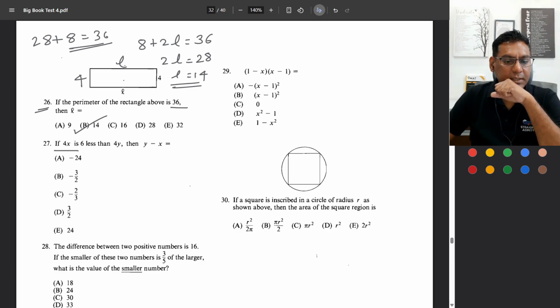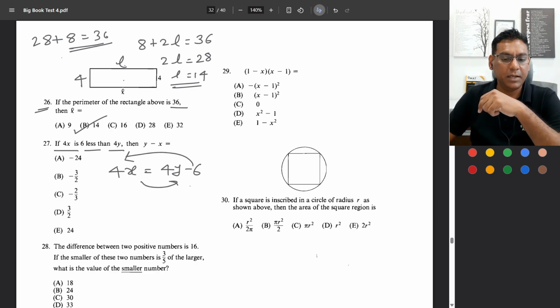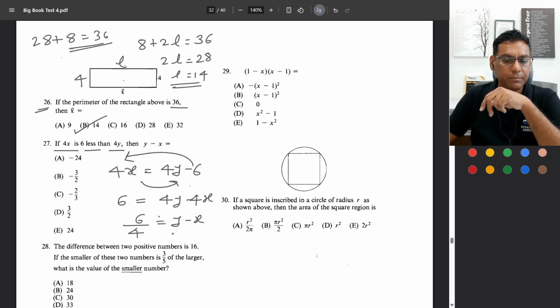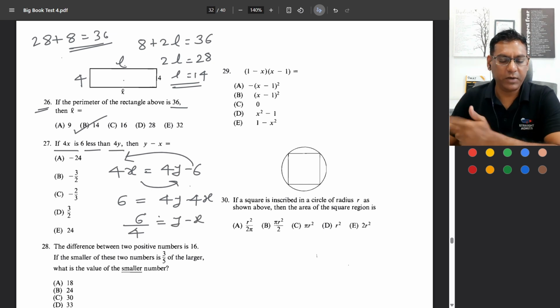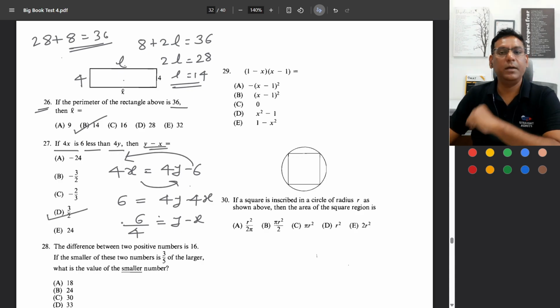If 4x is 6 less than 4y, so 4x is 4y minus 6, then what is y minus x? I want y minus x, so let me get 6 on this side, and let me get x on this side. I get 4y minus 4x on this side, I get 6 on this side. I take 4 common, so 6 by 4 is equal to y minus x. 6 by 4 is 1.5, y minus x is 1.5, which is answer choice D.